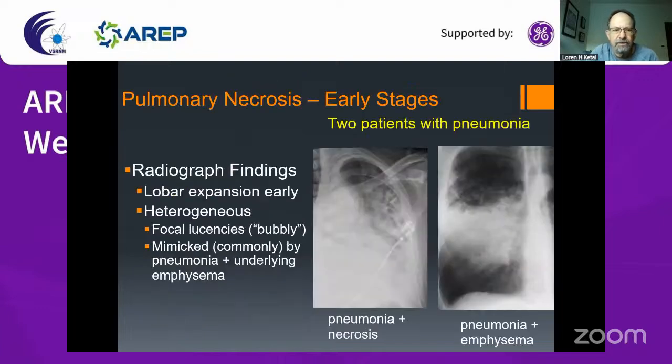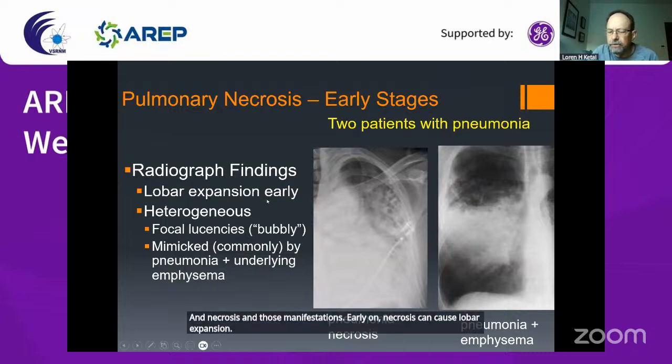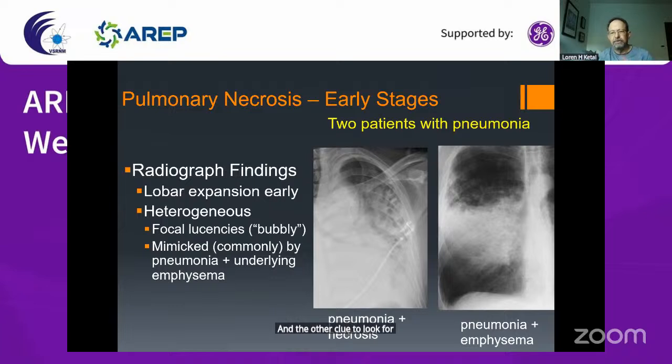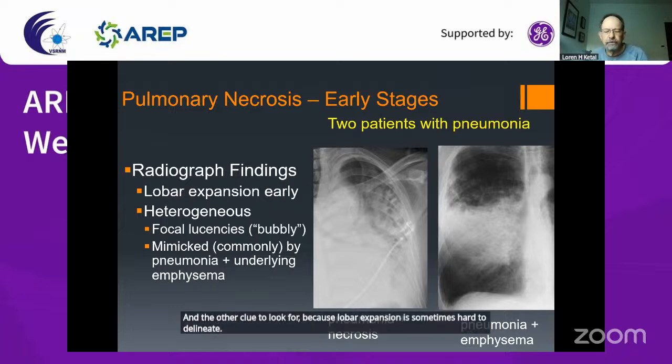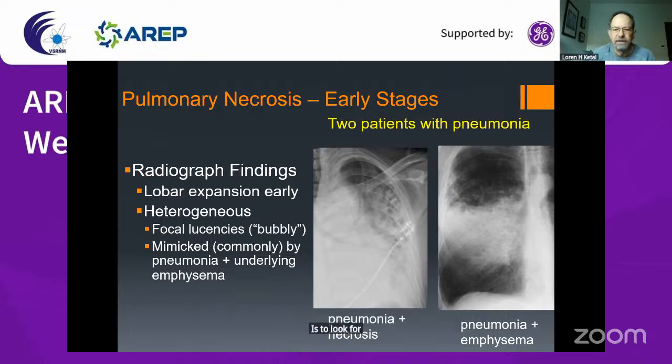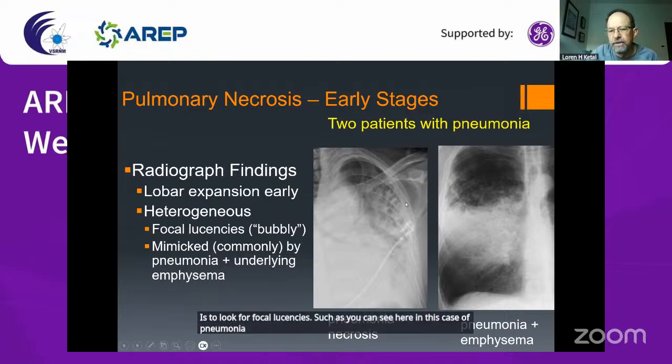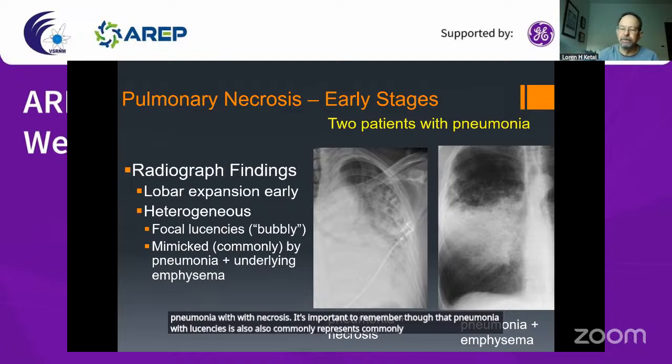Early on, necrosis can cause lobar expansion. And the other clue to look for, because lobar expansion is sometimes hard to delineate, is to look for focal lucencies, such as you can see here in this case of pneumonia with necrosis. It's important to remember, though, that pneumonia with lucencies also commonly represents pneumonia which is superimposed on emphysema, as in this case.